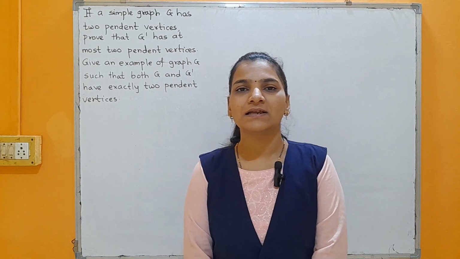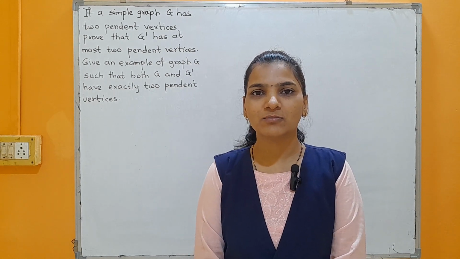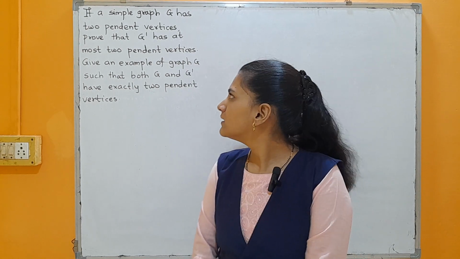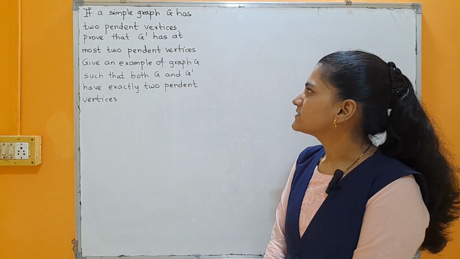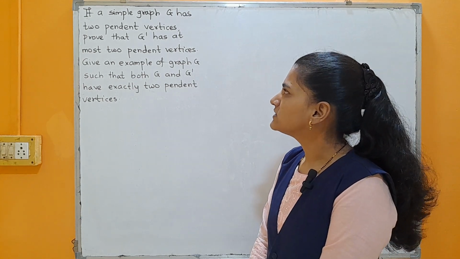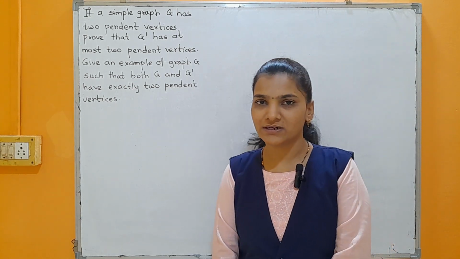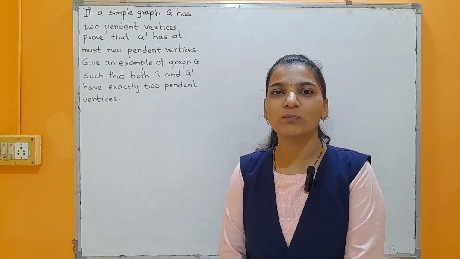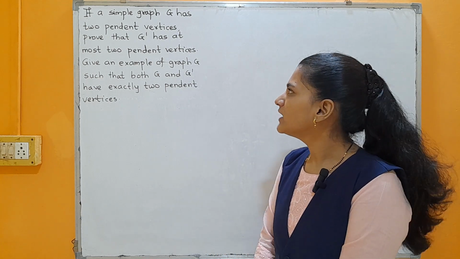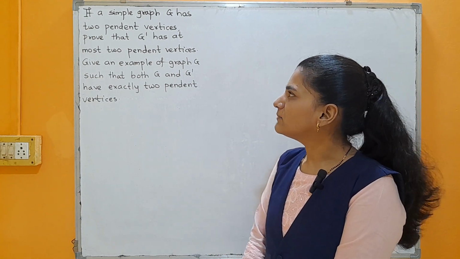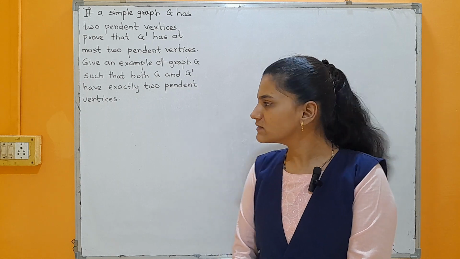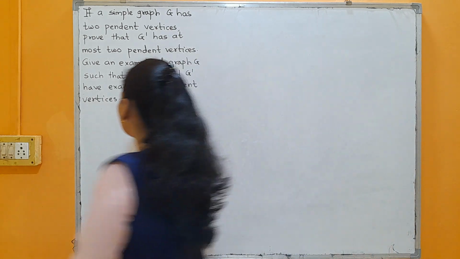Hello students, let us discuss another example from practical number 1. If simple graph G has two pendant vertices, prove that G dash has at most two pendant vertices. Here G dash is the complement of graph G. We are given that simple graph G has two pendant vertices, so I am writing the given data.